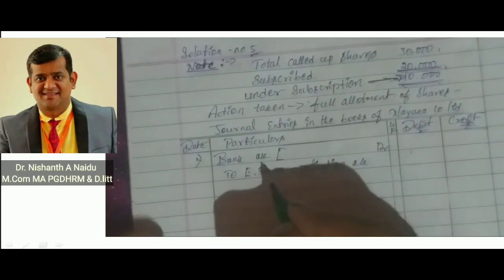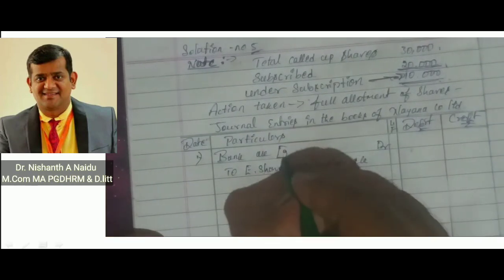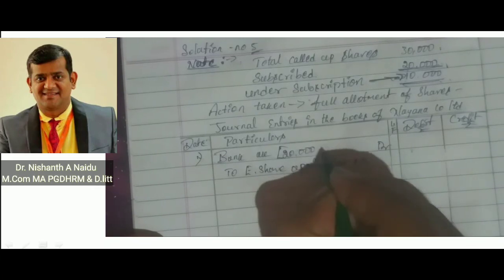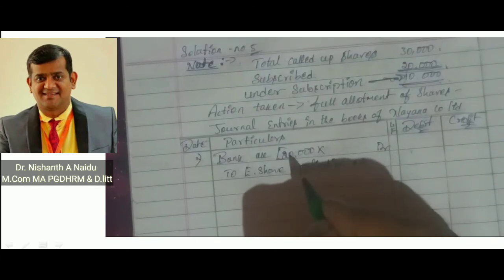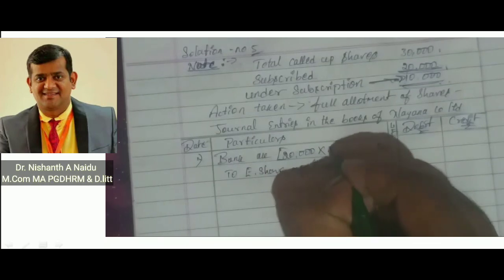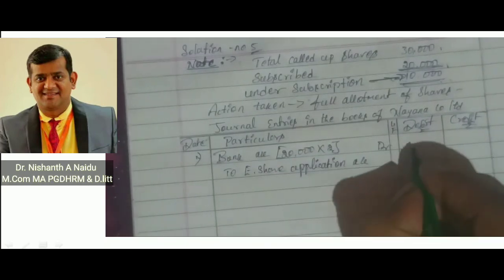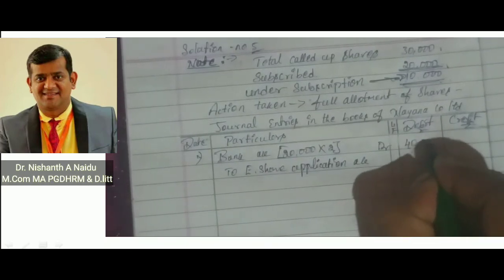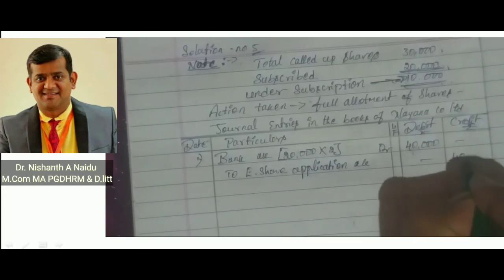So how many shares has the public subscribed for? Write down that only 20,000 shares. So what is the application money? Application money is rupees 2. 20,000 into 2, that comes to 40,000.